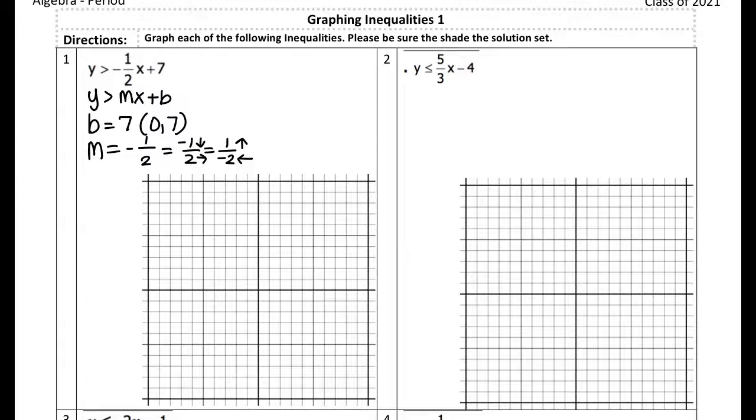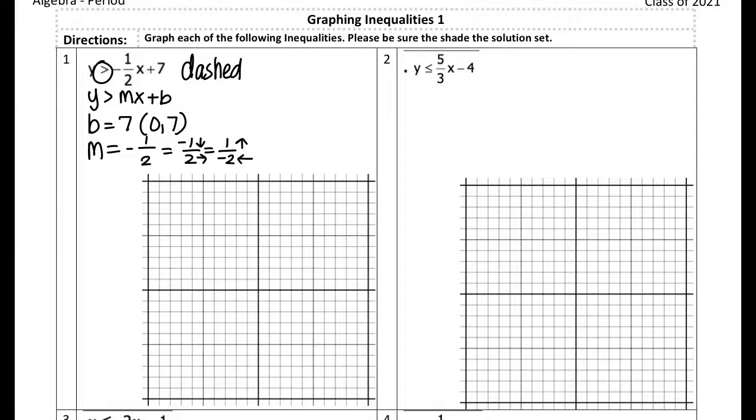The only thing I need left is to determine whether or not this is going to be dashed or solid. So since this is a strictly greater than, I know that this is a dashed line rather than a solid line. That's because I can have all the points up to that line, but I can't actually have the points that are on that line.